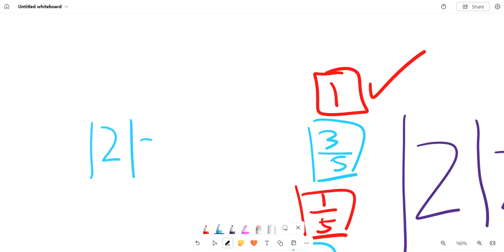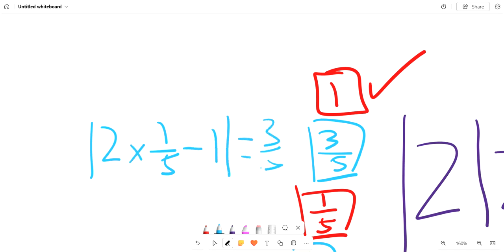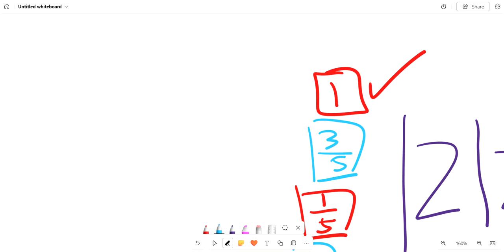Moving on to 3 over 5, we can see that it's just |2 times 2 times 3 over 5 minus 1|. And this simplifies to 1 over 5. So this is positive, so 2 times 1 over 5 minus 1 equals 3 over 5. So we can check if this works, and we get minus the absolute value of minus 3 over 5 equals 3 over 5. So this is true. So we know that this is true.